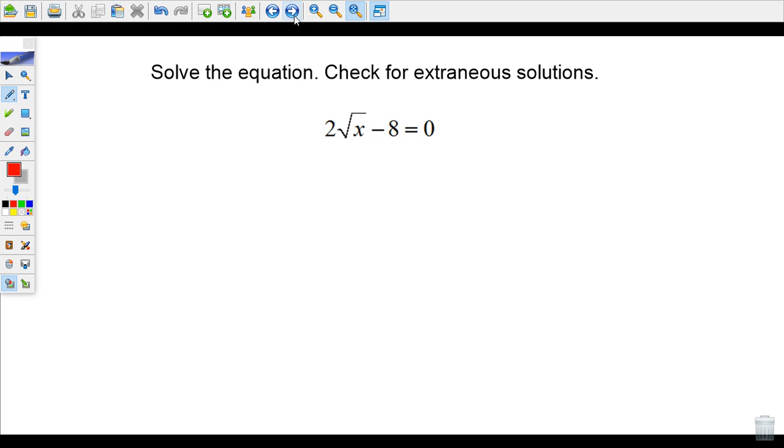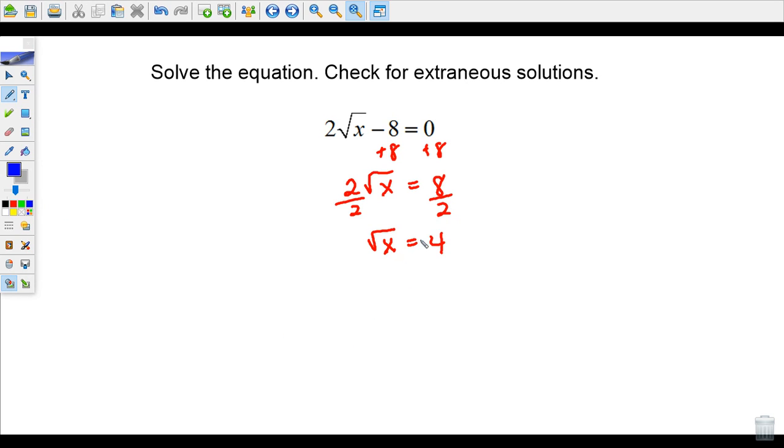Let's look at some examples. First, the radical is right here. All it has is the x underneath it. So we need to isolate that. To do that, we would add 8 to both sides. We'd get 2 times radical x equals 8. This is multiplication, so we would divide, that's the inverse, and we would get square root of x equals 4.